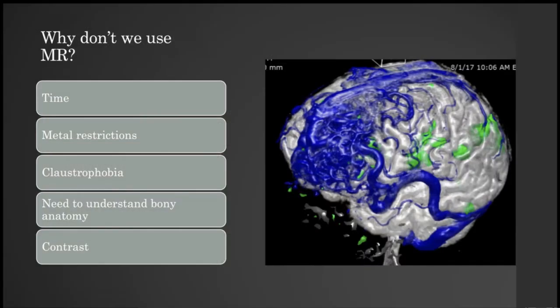Why don't we use MR? We kind of know these: the time it takes, the metal restrictions, the patient claustrophobia. Just as a little side point from the radiologist, most patients can tolerate about an hour and a half. Once you start getting up to about 2 hours, that's when we get some resistance in terms of the number of studies we're asking for. Our need to understand the bony anatomy means MR makes it a little bit difficult. That's why we get a lot of CTs and MRs.